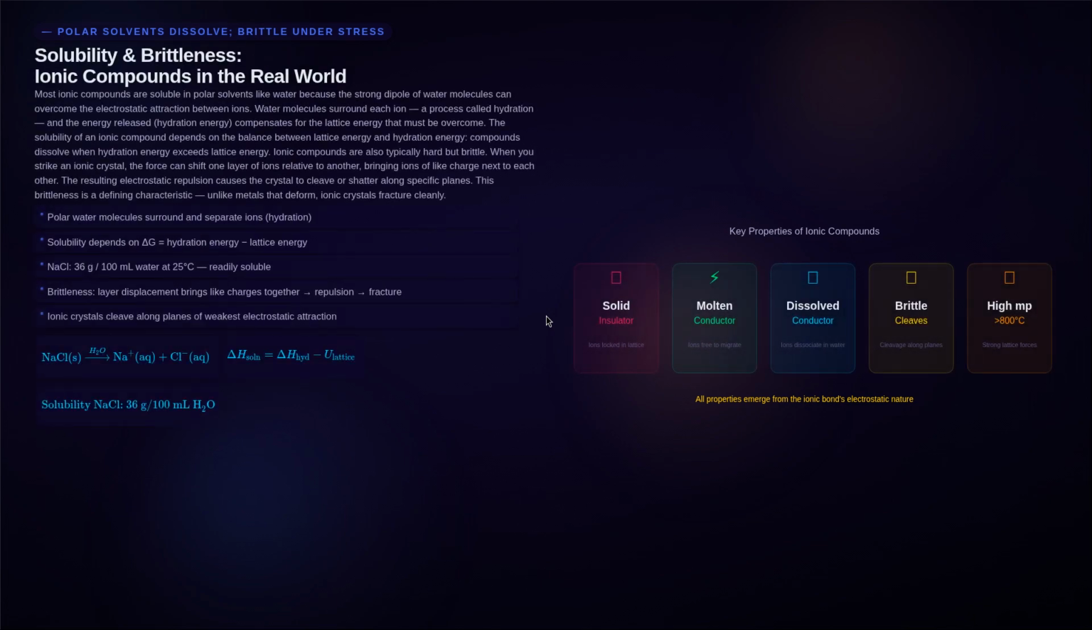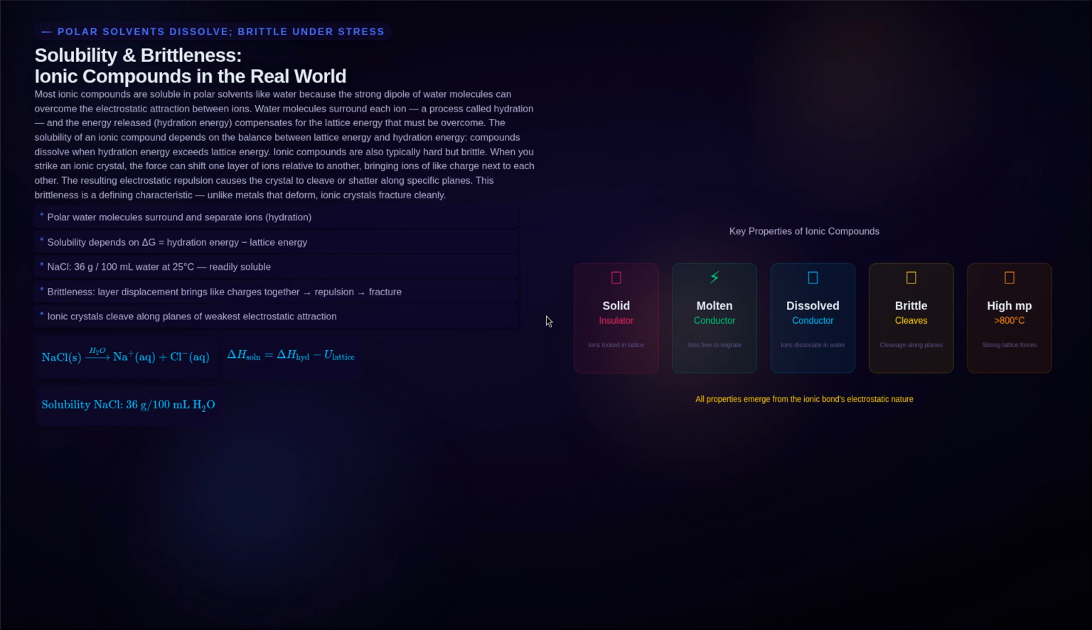Most ionic compounds are soluble in polar solvents like water because the strong dipole of water molecules can overcome the electrostatic attraction between ions. Water molecules surround each ion in a process called hydration, and the energy released compensates for the lattice energy that must be overcome. The solubility of an ionic compound depends on the balance between lattice energy and hydration energy. Compounds dissolve when hydration energy exceeds lattice energy.